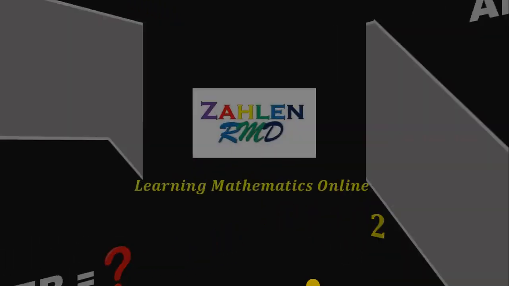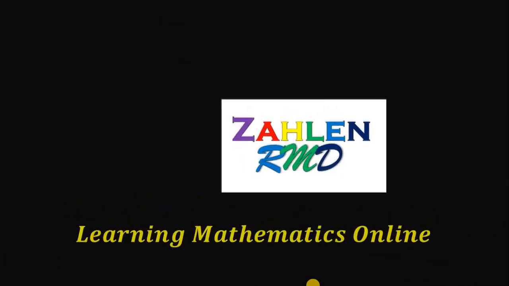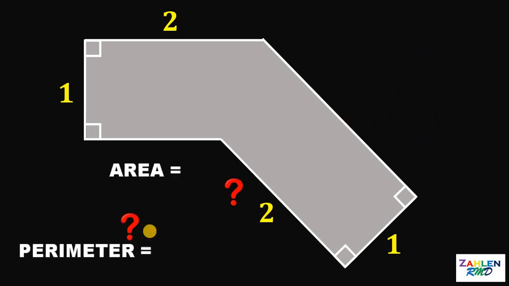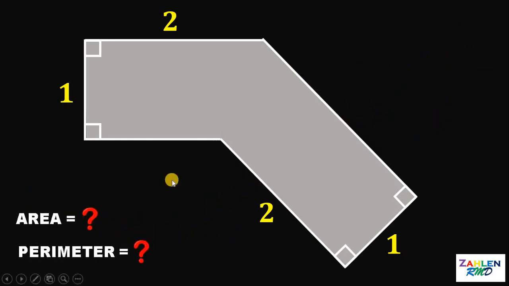And here's our question. Given this figure, our goal is to find its area and its perimeter. You can pause this video if you want to give this problem a try. Now let's answer this question together. So given this figure, our goal is to find its area and its perimeter.